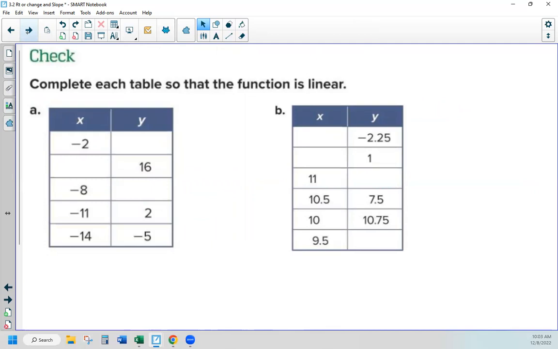All right, I'm not going to explain this one to you. I want you to go ahead and try it on your own. It says complete each table so that the function is linear. You should understand what linear means now. So pause this right now and try it out.